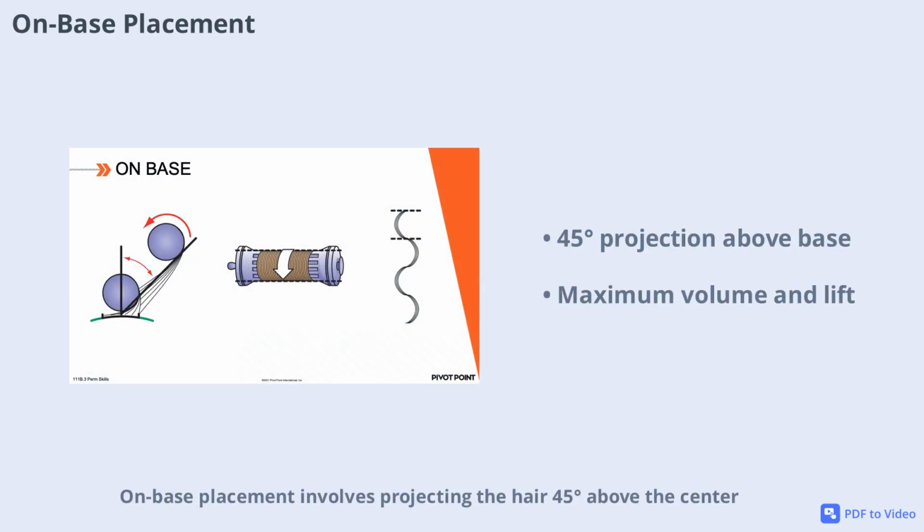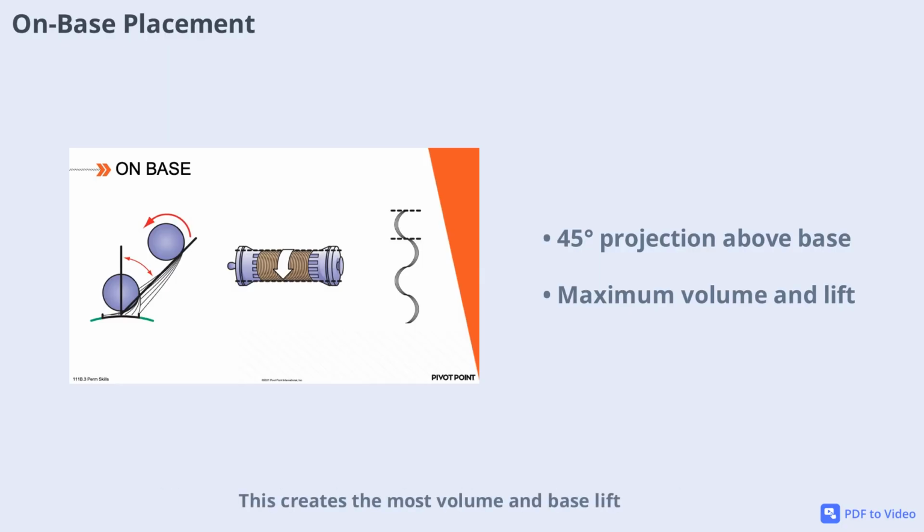On-base placement involves projecting the hair 45 degrees above the center of the base and positioning the tool between two base partings. This creates the most volume and base lift, making it ideal for clients seeking a fuller, more voluminous style.